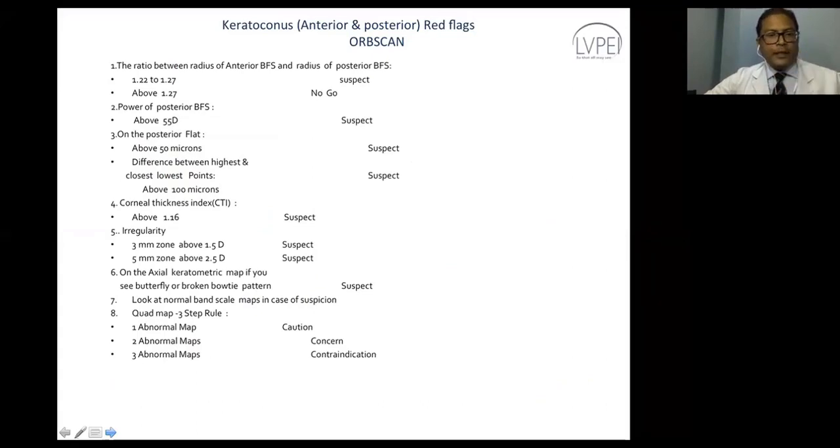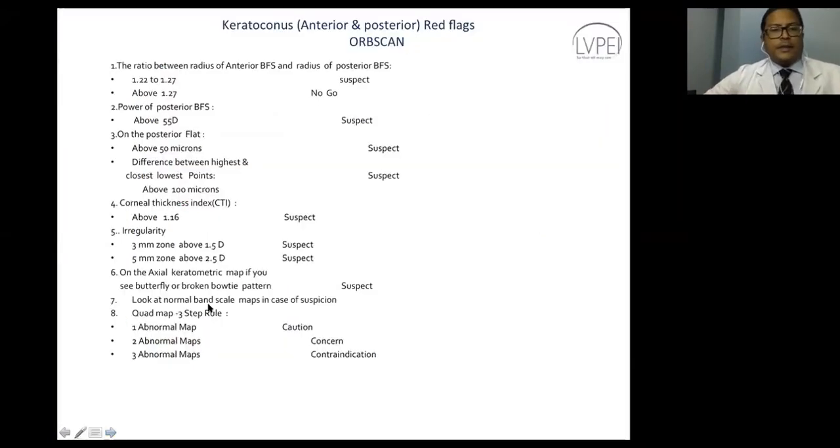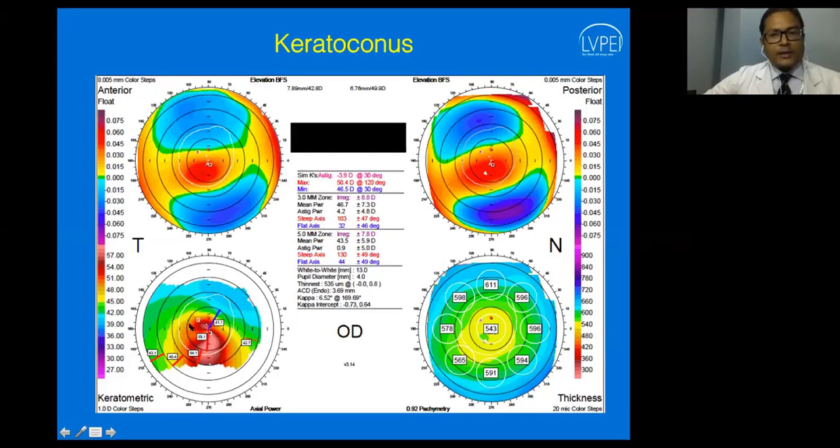Then there is the corneal thickness index. And this is basically the ratio between the central pachy and the peripheral pachy. This should not be more than 1.16. And then there should not be an asymmetric or broken bow tie as it is seen over here. And the irregularity in the 3 and 5 millimeter zone should not be more than 1.5 for the 3 millimeter zone and more than 2.5 for the 5 millimeter zone.